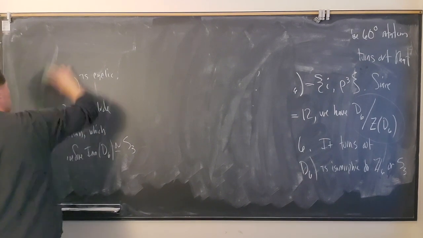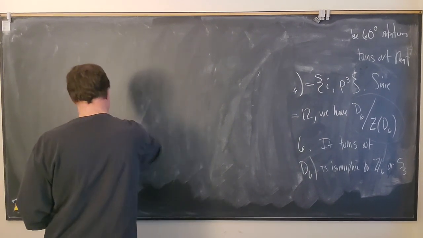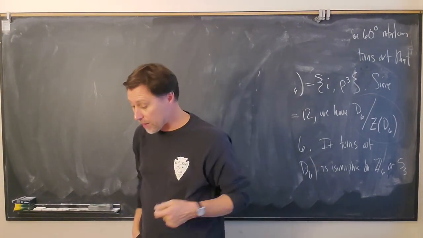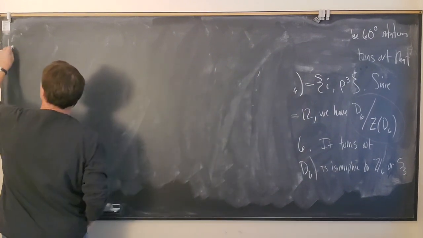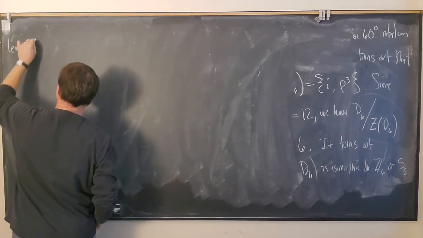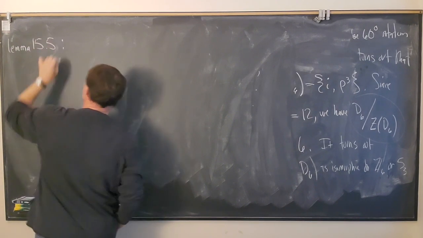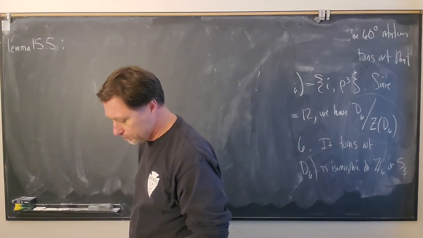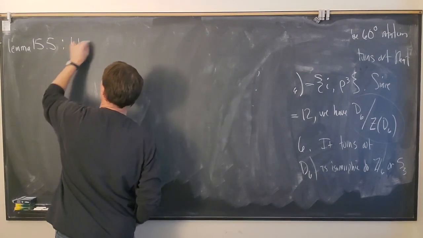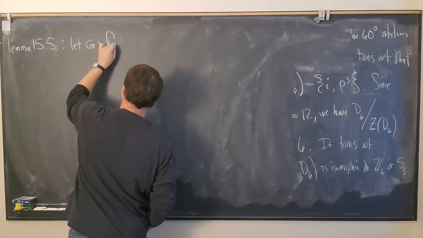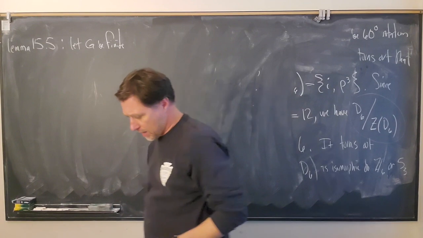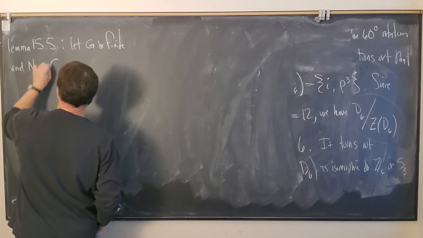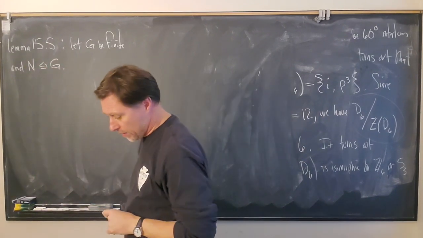Let's clear some space. And so this is another example of making use of the quotient to get some information about the original group. And so this is going to be called lemma 15.5. And it's a lemma because we're actually going to use it in a big theorem next. So let's let G be finite. And we need a normal subgroup, so let's say N is a normal subgroup of G. And then it goes like this.